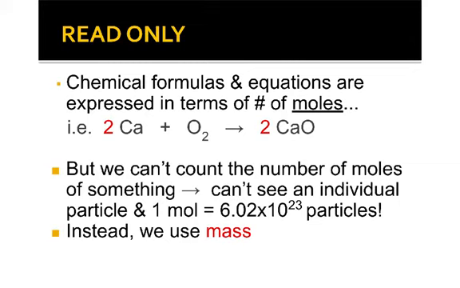So a formula like this, 2 Ca + O2 → 2 CaO, actually reads as 2 moles of Ca, calcium, plus 1 mole of oxygen, making 2 moles of calcium oxide. So those coefficients are actually a mole relationship or a mole ratio.